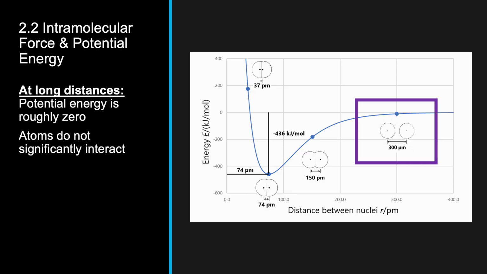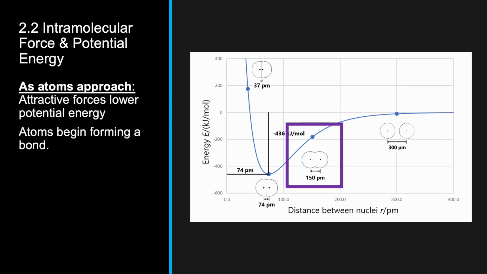So when atoms are farther apart, like in that purple box on the screen, their potential energy is basically zero, which means there's pretty much no potential for them to bond, right? That's because they're not really feeling each other. The positive and negative between the protons in the nucleus and the electrons in the electron cloud, they're not attracted to each other because they're too far away. So there's no significant attraction or repulsion when they are too far away from each other.